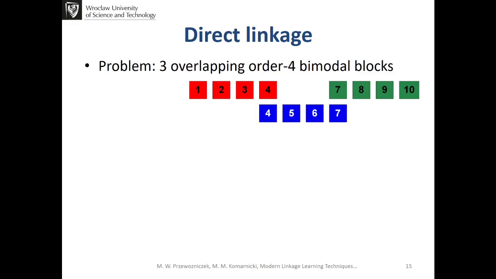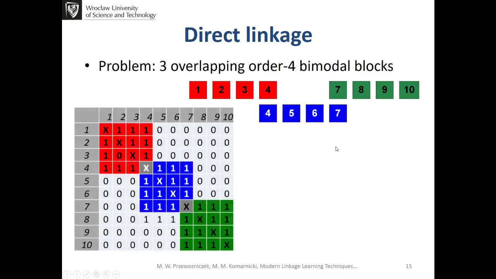Let's consider a problem built from 3 blocks, but these blocks are partially overlapping. The first block is defined on genes 1 to 4, the blue block is on genes 4 to 7, and the green block is defined on genes 7, 8, 9, and 10. So the blue and the red block have the 4th gene in common, and the blue and the green block have the 7th gene in common. Now, the ideal decomposition of such a problem is shown here.